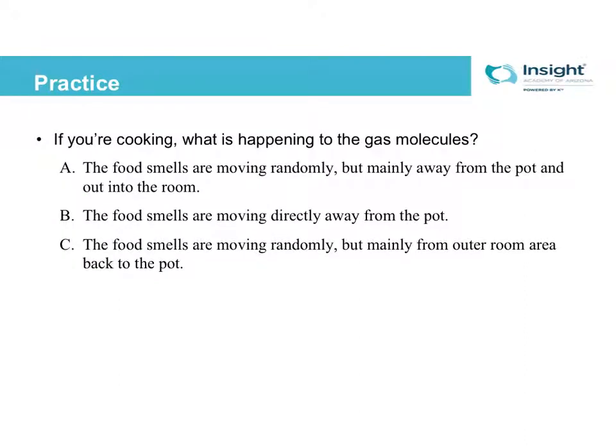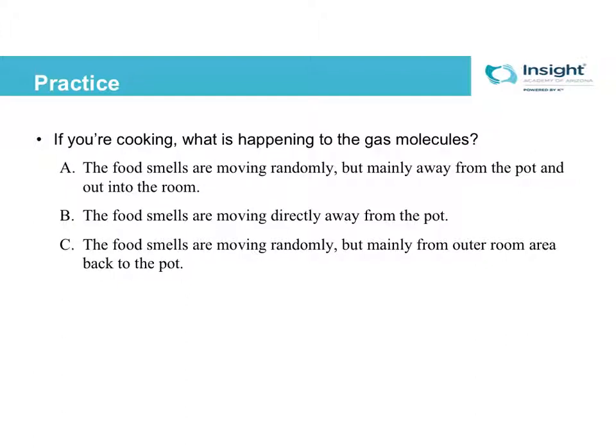Or here's another way to think about it. If you are cooking, cooking usually produces a smell, which is going to be a gas molecule. What happens to those gas molecules? Do the food smells move randomly, but mainly away from the pot and out into the room? Do the food smells just move directly away from the pot, in a straight line? Or do the food smells move randomly, but mainly from the outer area back to the pot?